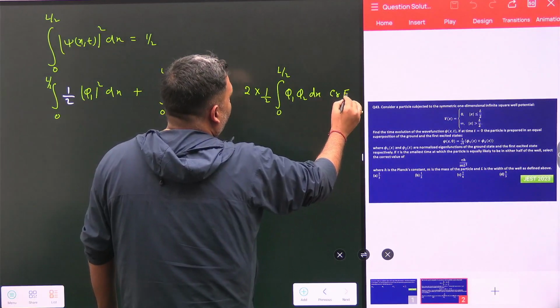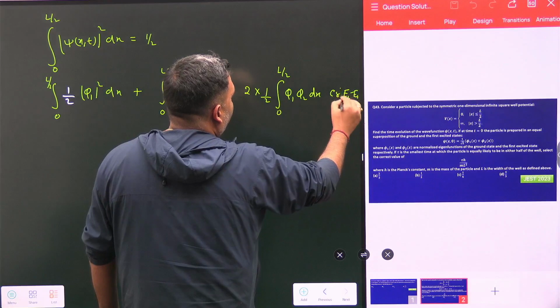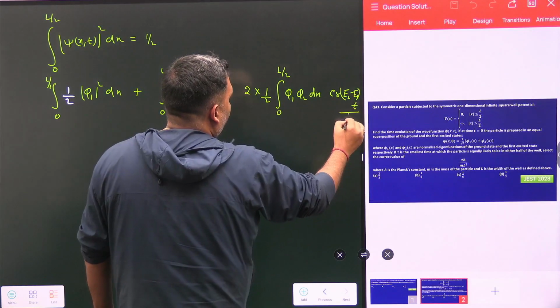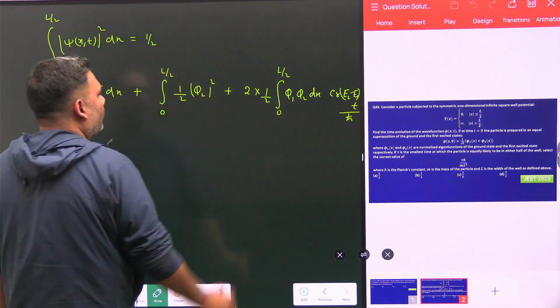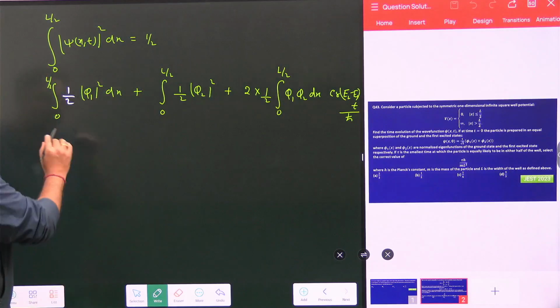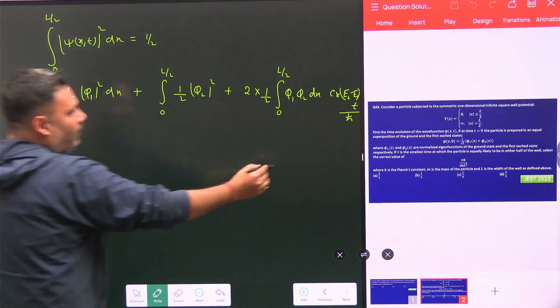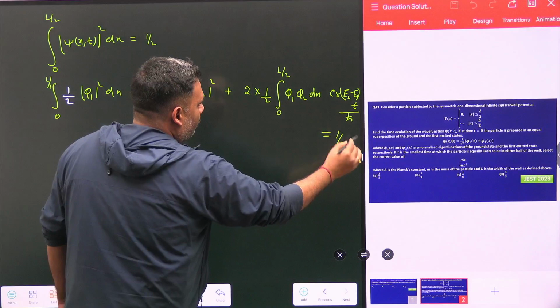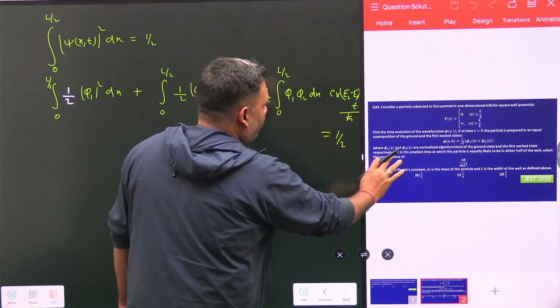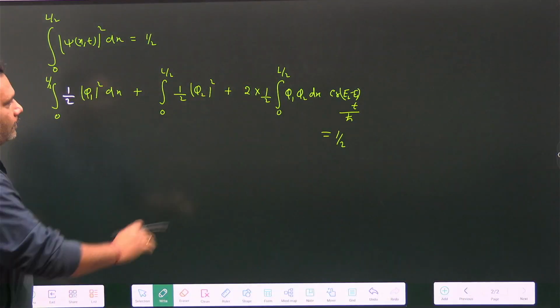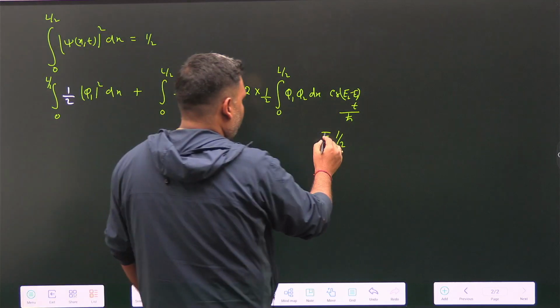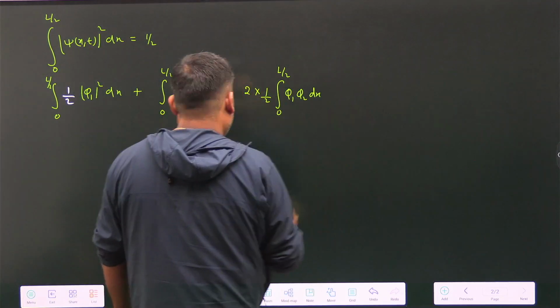and we have cos of E2 minus E1 t upon h cut. So we can take it separate. Now this value is equal to what? This value is equal to half. So I will just keep it out. This value is basically half. So let us write it completely.